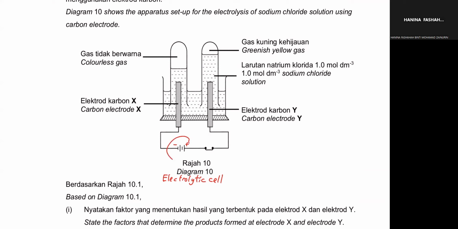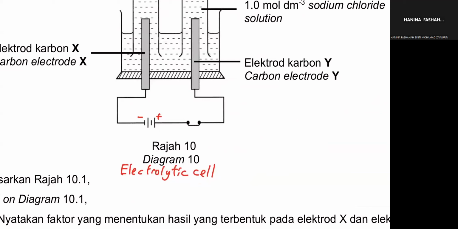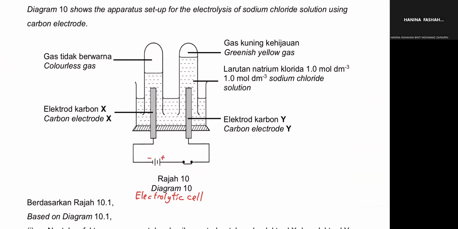A voltaic cell has no battery here; it produces electricity itself. But in this case it is an electrolytic cell, which already has a battery. So for an electrolytic cell, always remember the anode is positive and the cathode is negative. If it is a voltaic cell, or chemical cell as we call it, that one has no battery, and there the anode is negative and the cathode is positive. But with a battery like this, you always see anode positive, cathode negative.